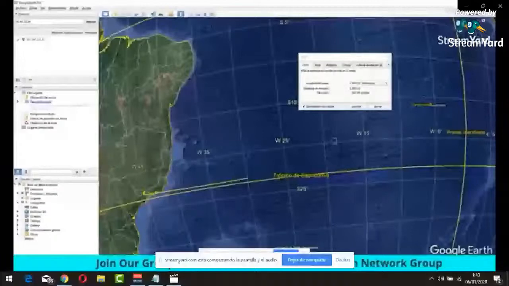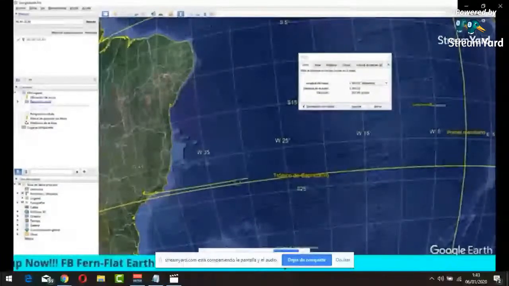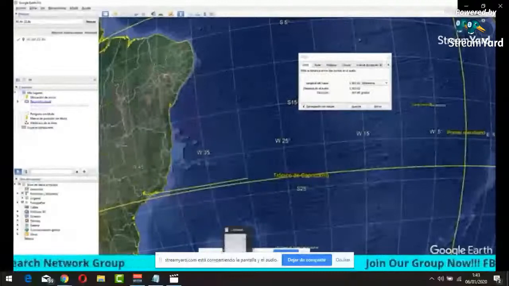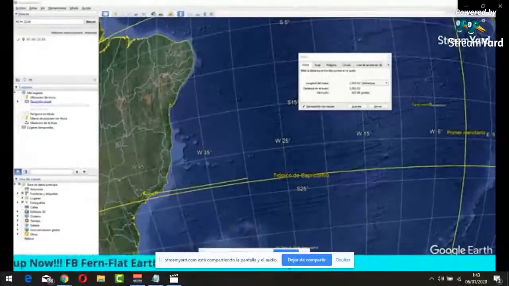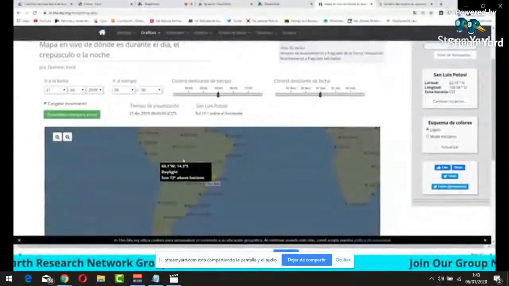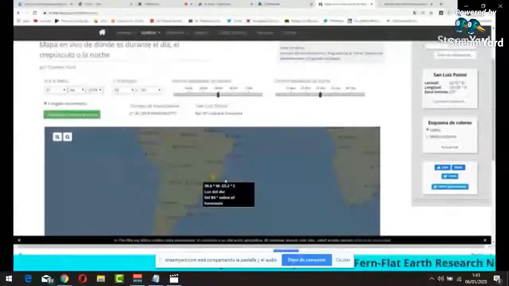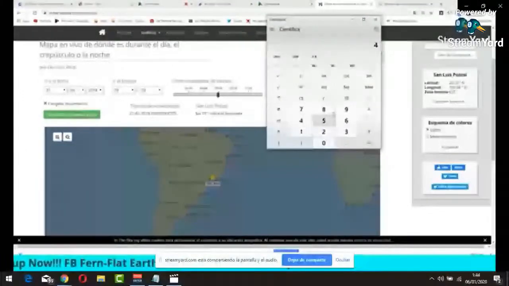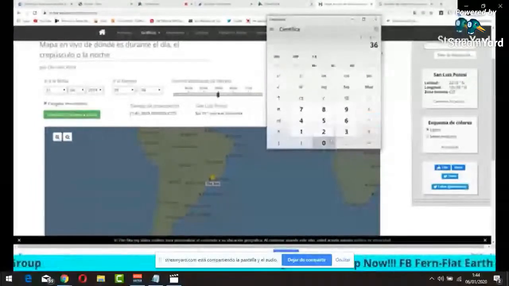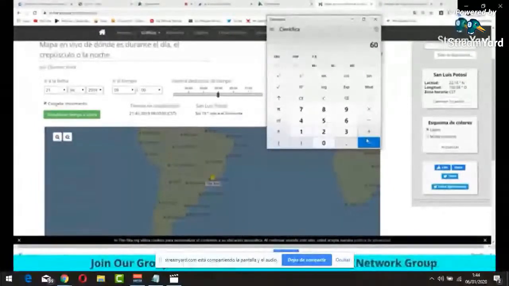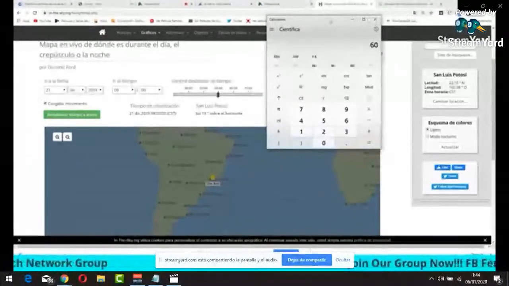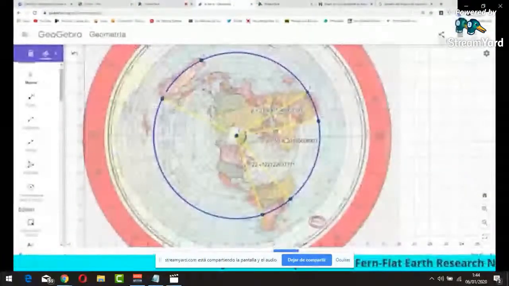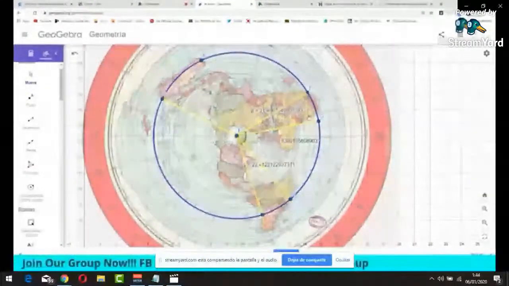how much is this? 4 hours, right? From 5 to 9, exactly 4 hours. Four hours divided by 24, times 360 degrees, equals 60 degrees. The sun covered 60 degrees in 4 hours. So 60 degrees. We do this map and we move. Right now it's almost perfect.